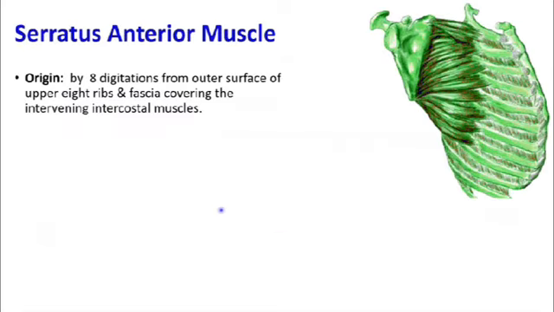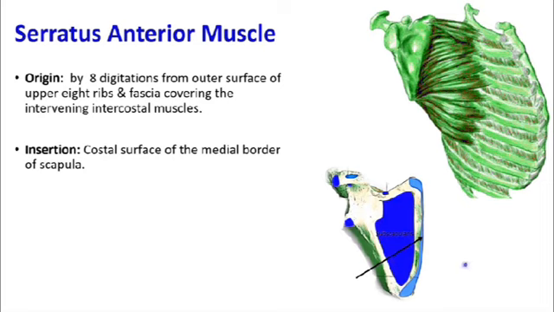The serratus anterior muscle originates by 8 digitations from the outer surface of the upper 8 ribs and the fascia covering the intervening intercostal muscles. Insertion: it is inserted at the costal surface of the medial border of the scapula.